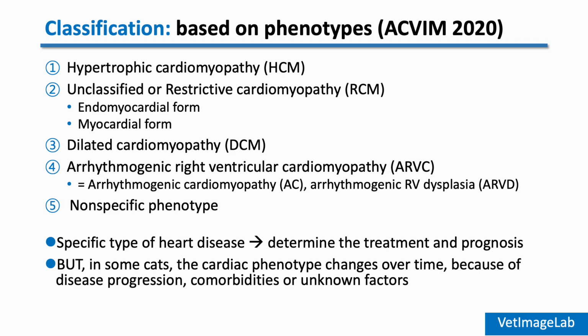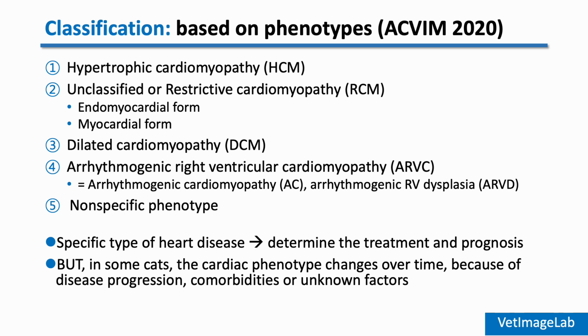Let's start with the current classification of feline cardiomyopathy, as proposed by the ACVM consensus published in 2020. This classification is based on phenotypic appearance and divides feline cardiomyopathy into 5 main types. The first and most common type is hypertrophic cardiomyopathy, or HCM. The second category includes restrictive cardiomyopathy, or RCM. Third, dilated cardiomyopathy, or DCM. Its prevalence has declined significantly since routine taurine supplementation was introduced in commercial cat food.